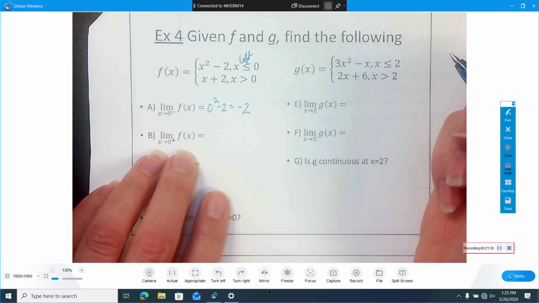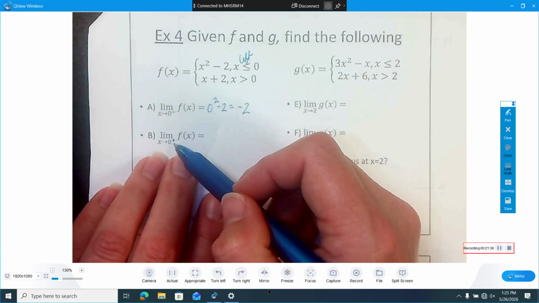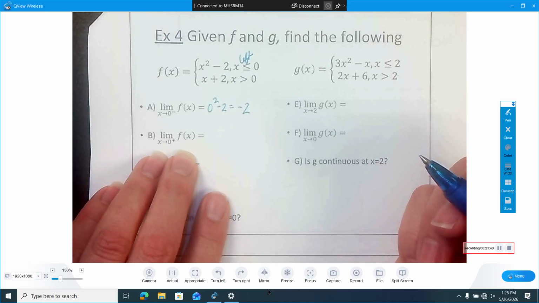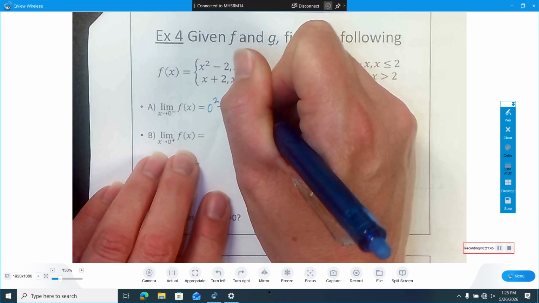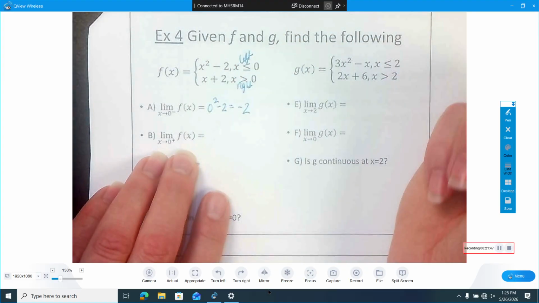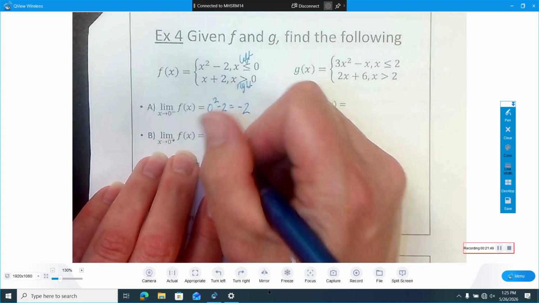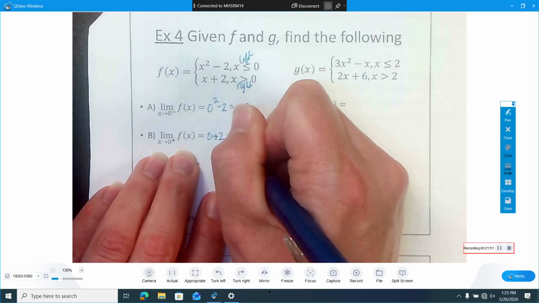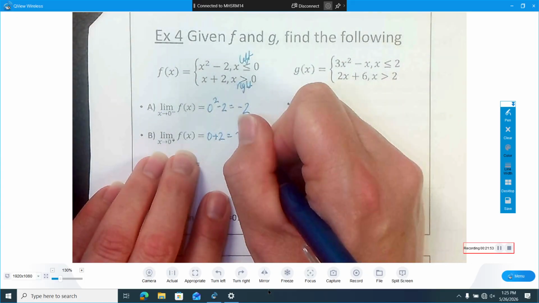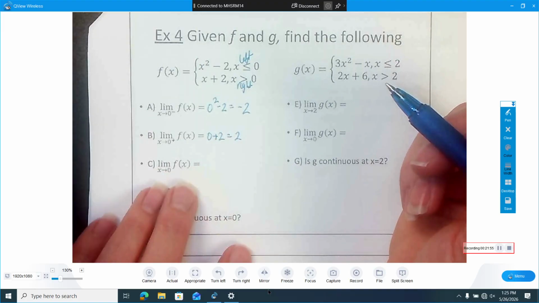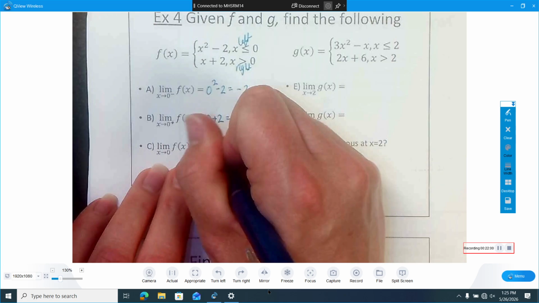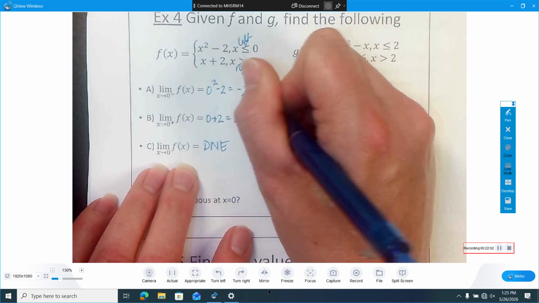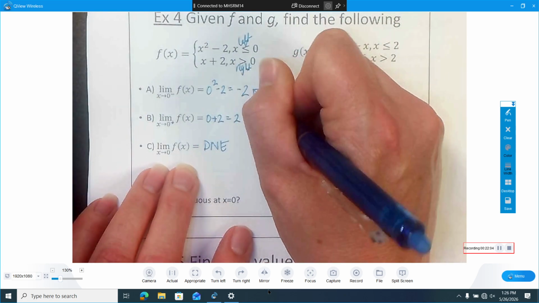And what's the limit as we approach 0 from the right? Which equation are we going to use if we want to go from the right side? The bottom equation. This is x is bigger than 0. This would be the right side of 0. And so once again, all I have to do is plug it in. So 0 plus 2, which is 2. Do they match? No. So what's the limit as we approach 0? Does not exist. All right. Again, these have to match.